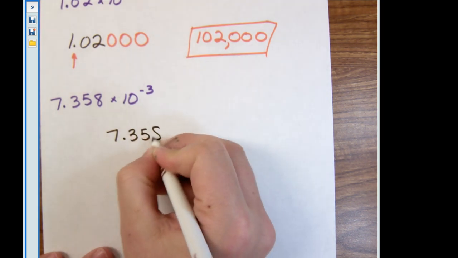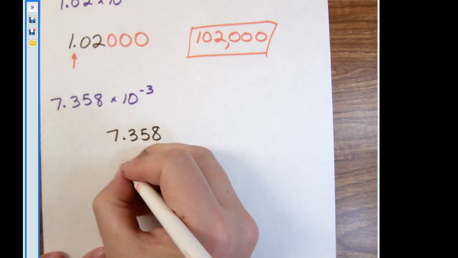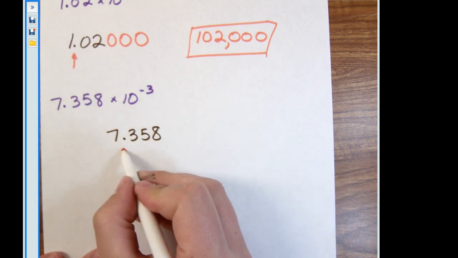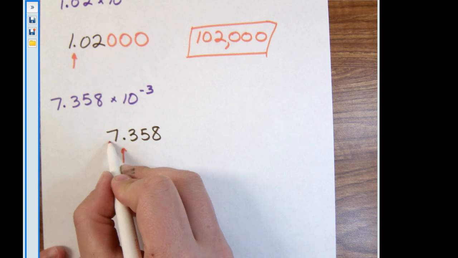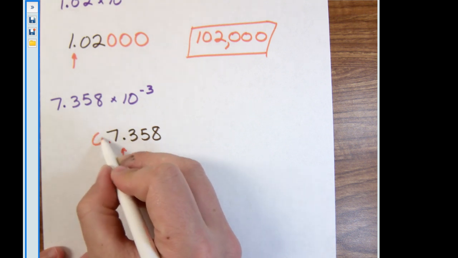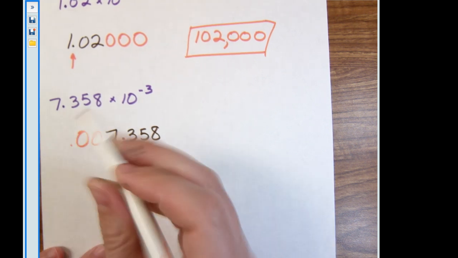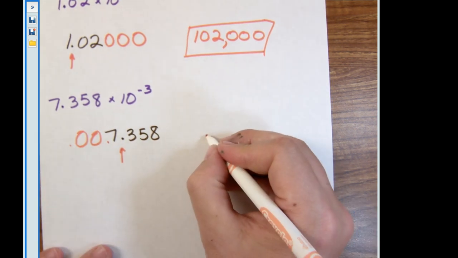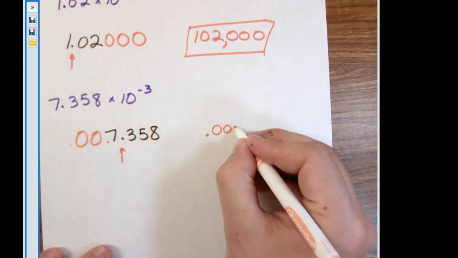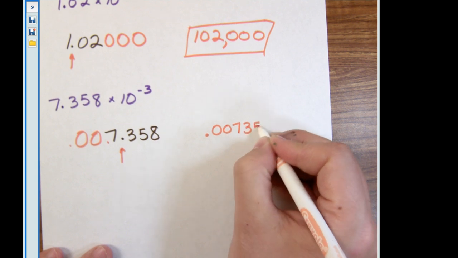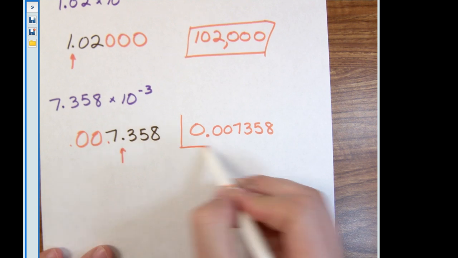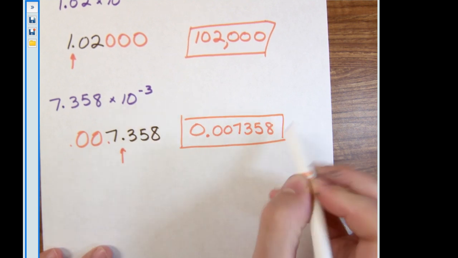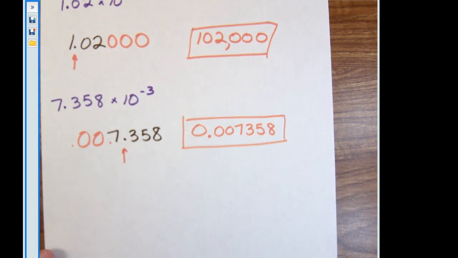So it's 7.358. Here's my decimal. 3 places to the left. So I go 1, and then I'm out of numbers, so I gotta start adding them. 2, 3. So my number is 0.007358, and because we are good mathematicians, we follow good math conventions and put that 0 placeholder out in front, just like that.